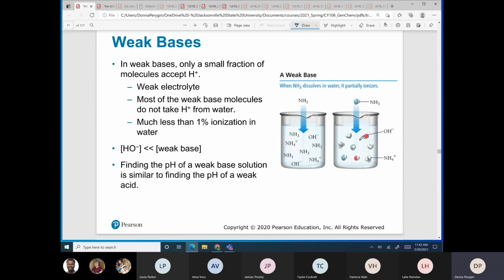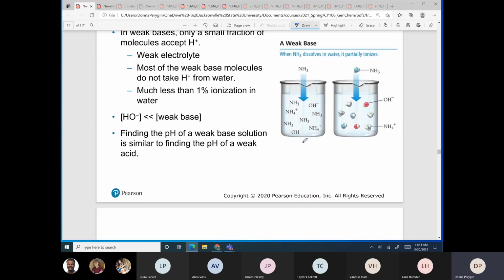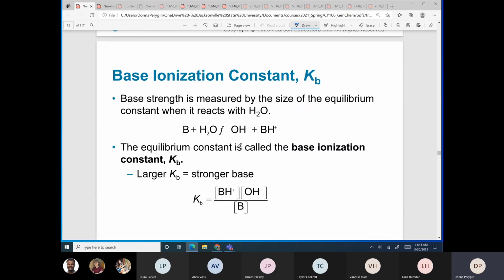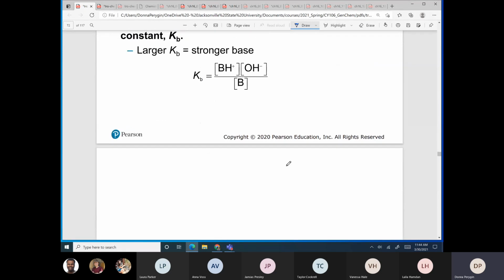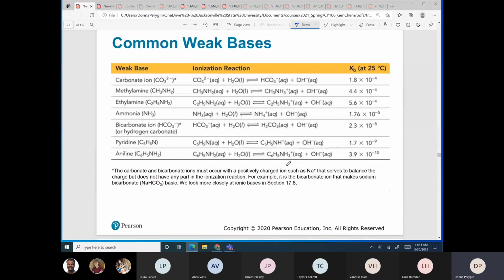Weak bases only accept a small fraction of molecules of H+, and they increase the hydroxide ion concentration in water, but you have to set up an equilibrium problem in order to find out what your ionization is, and that's going to be dependent on your ionization constant, which we just worked some problems with. So here's some common weak bases. You might want to refer to this chart later on. We have carbonate, methylamine, ethylamine, ammonia, bicarbonate, pyridine, and aniline.